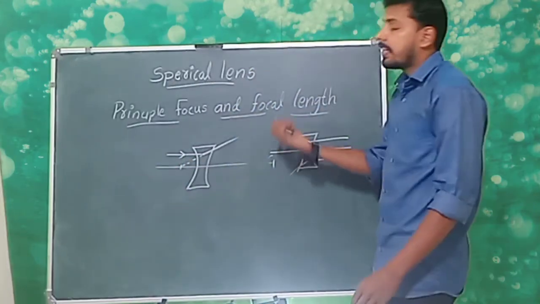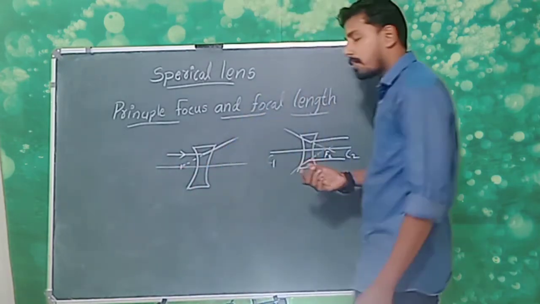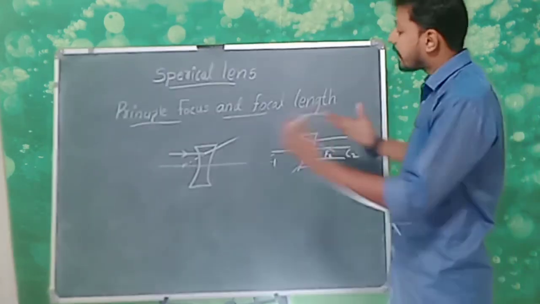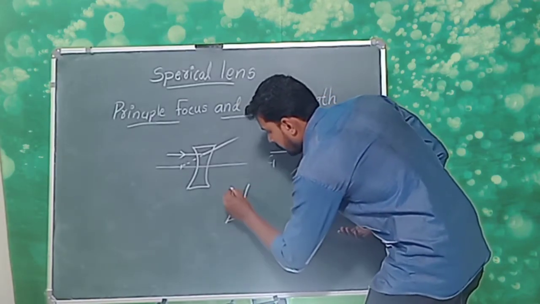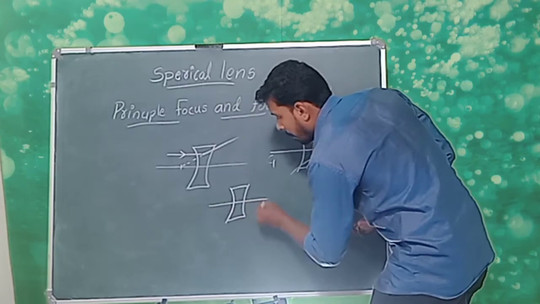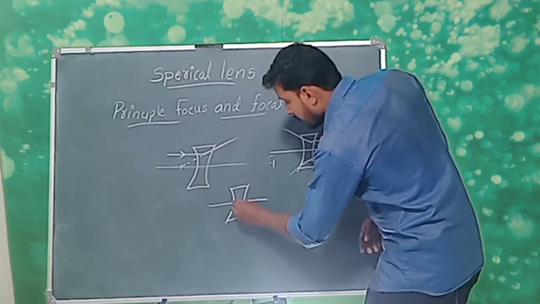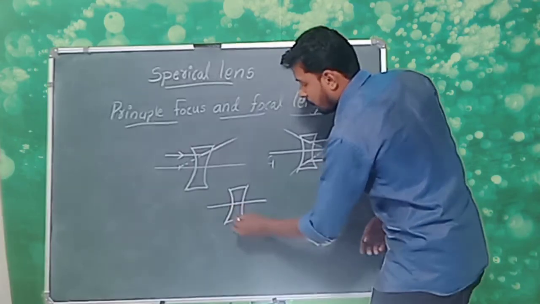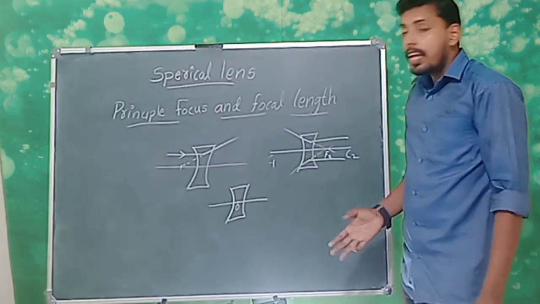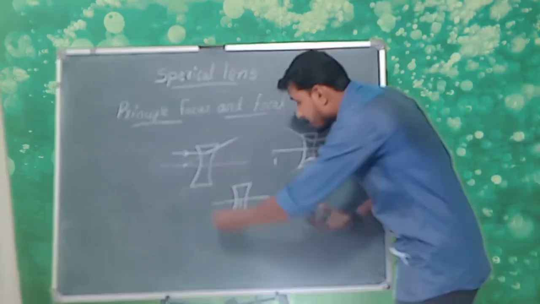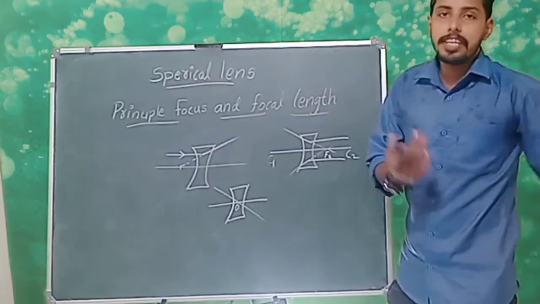Second case. This is the principal axis. This is the optical center, we can consider O. If the light ray passes through that optical center, it will not divert. The light will pass through the optical center without diverting.